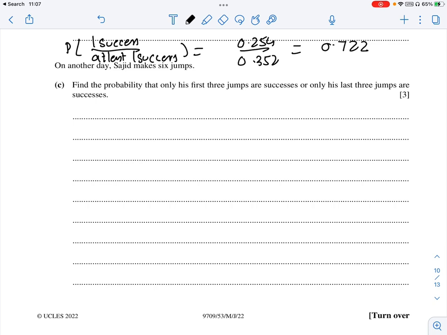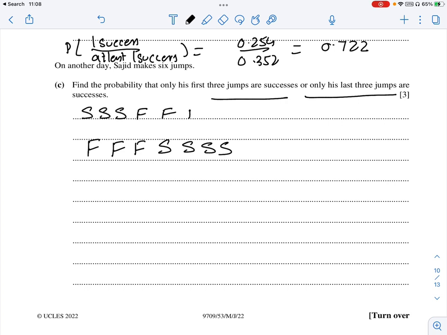Next part, find the probability that he makes 6 jumps, and only his first 3 jumps are success or only his last 3 jumps are success. So the first 3 jumps are success, success, success, followed by failures, or the last 3 jumps are success. It can be like this, or success, success, success and failure, failure, failure.